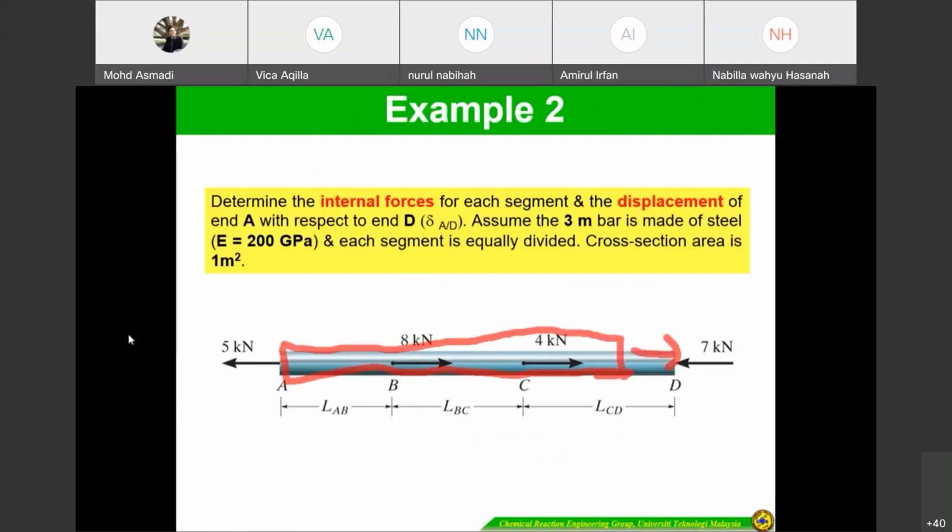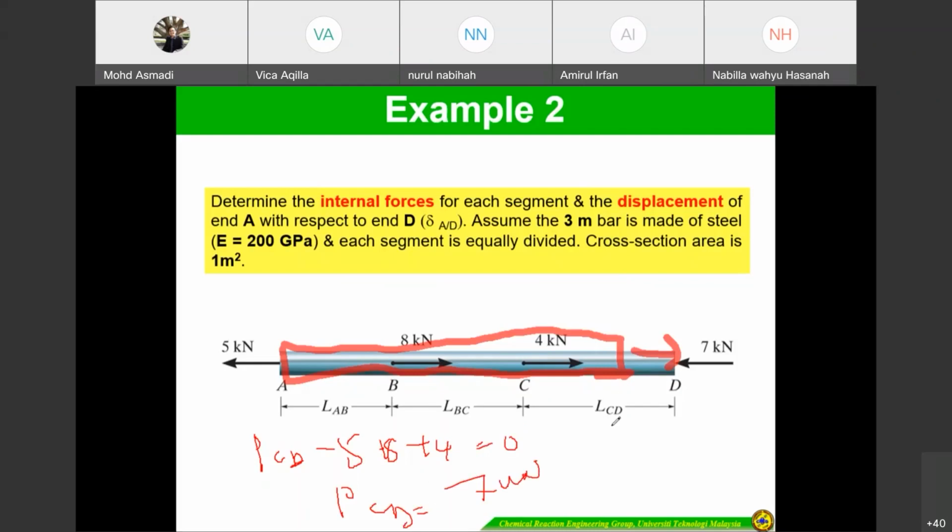So what you have to do, PCD equal to minus 5 plus 8 plus 4 plus PCD equal to 0. What is that? 7, right? 7. Okay, PCD equal to 7.